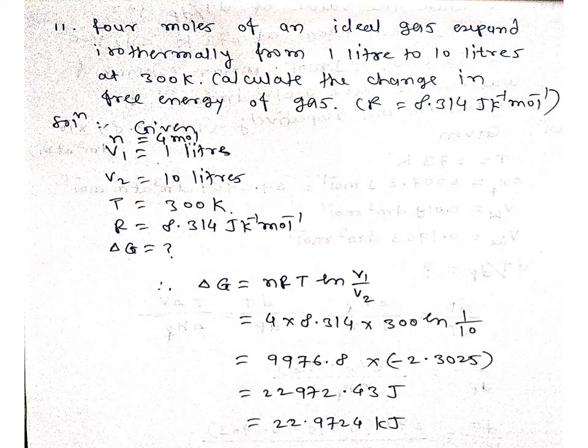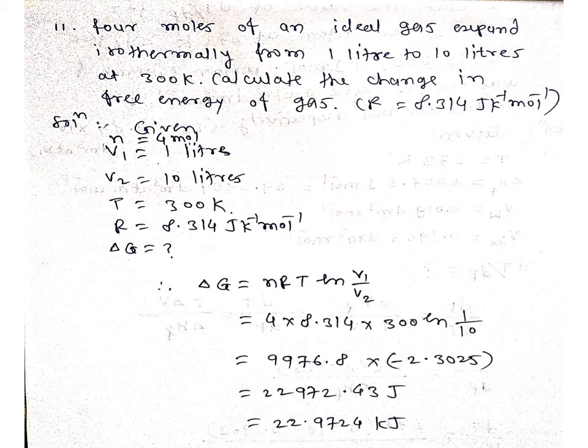Example number 11. 4 moles of an ideal gas expand isothermally from 1 liter to 10 liters at 300 Kelvin. Calculate the change in free energy of gas. R is equal to 8.314 joules per Kelvin per mole.